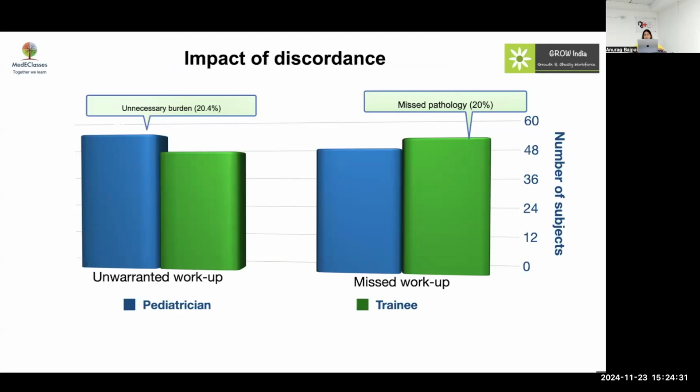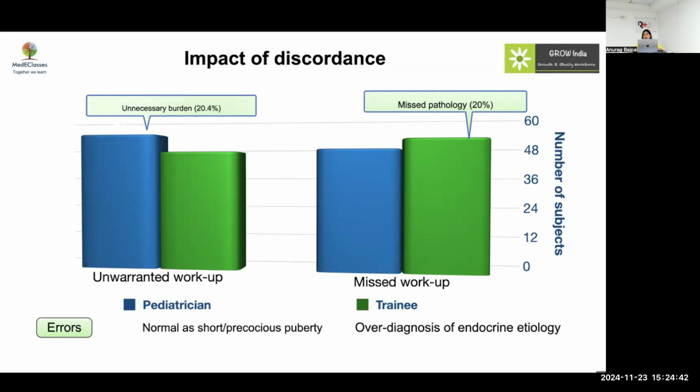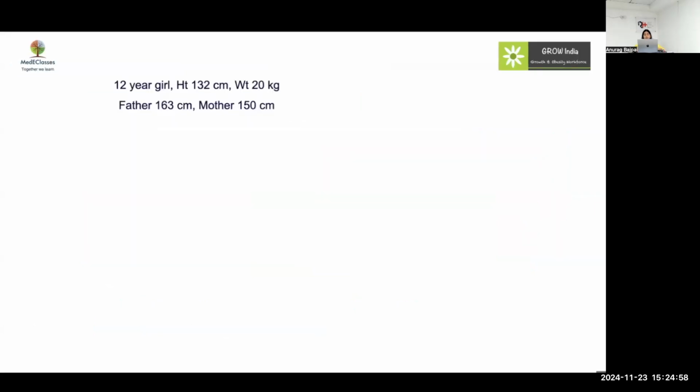burden in 20.4%. The errors that we found were that normal puberty was diagnosed as short stature or precocious puberty, and overdiagnosis of endocrine etiology by the pediatrician and the pediatric trainee. The tool has shown reassurance and follow-up in around 54.8% of cases, and it has shown misdiagnosis in only 6 cases.